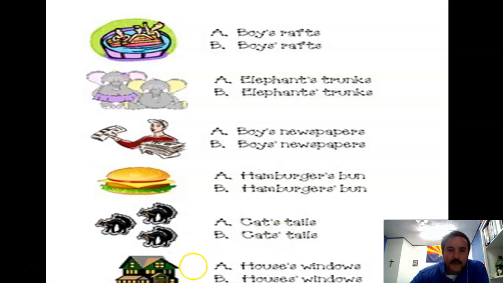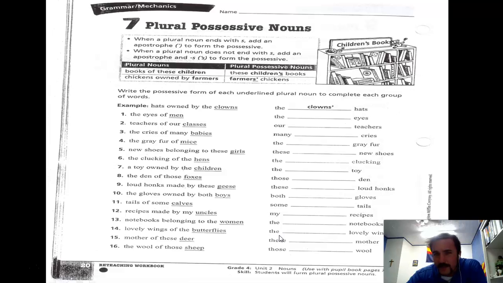Here, the house. Well, there's only one house. Remember, it's the house that owns the windows. There's only one of them. So there, it would be add apostrophe S because it's singular. But with plural, and it already ends in S, you just add an apostrophe.